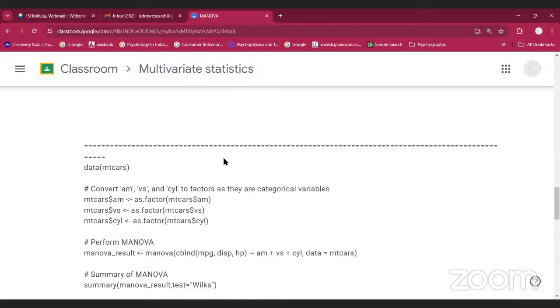Whatever I have presented, that is the training data. This is not very good data, because if you want to study the multicollinearity, you will find that the multicollinearity is very poor.